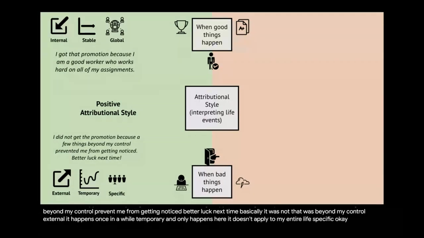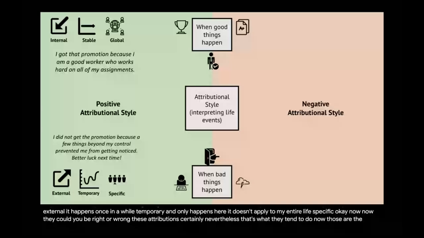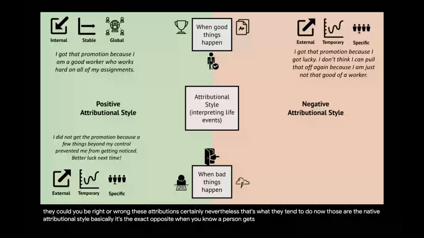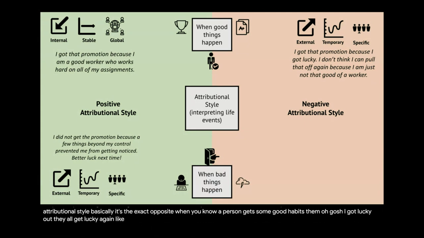Okay. Now, could you be right or wrong in these attributions? Certainly. But nevertheless, that's what they tend to do. Now, those are the positive attributional style. The negative attributional style is basically the exact opposite. When something good happens to a person, oh gosh, I got lucky. I don't think I'll ever get lucky again like that. Basically, it's beyond their control. It happened only once and only applied to this.